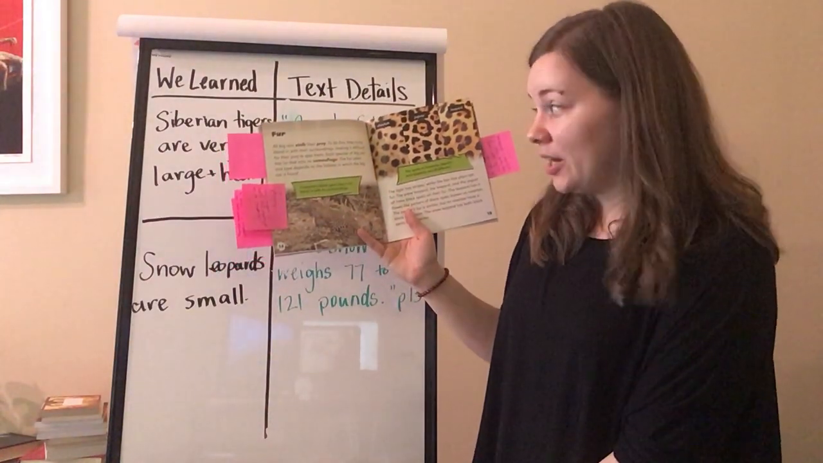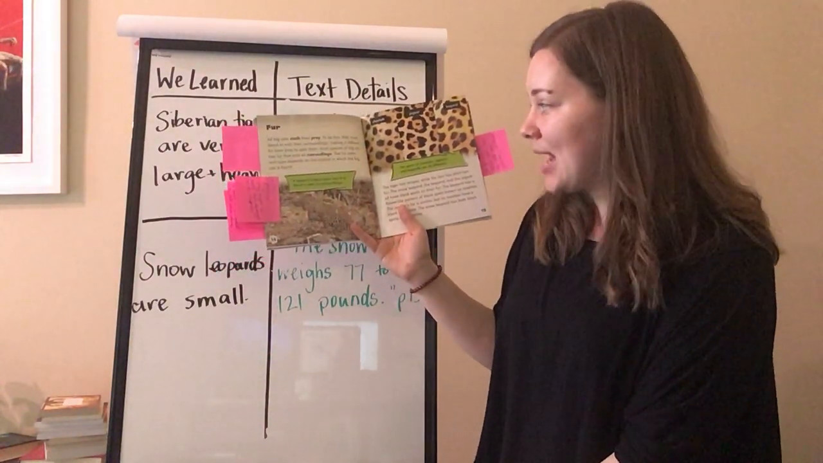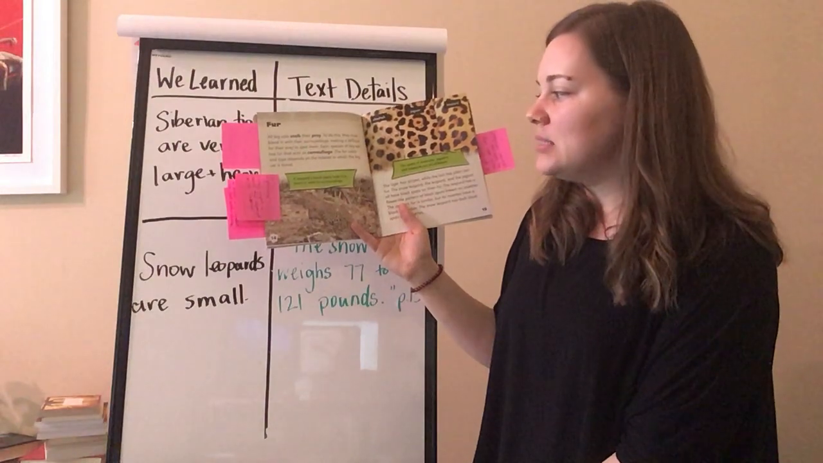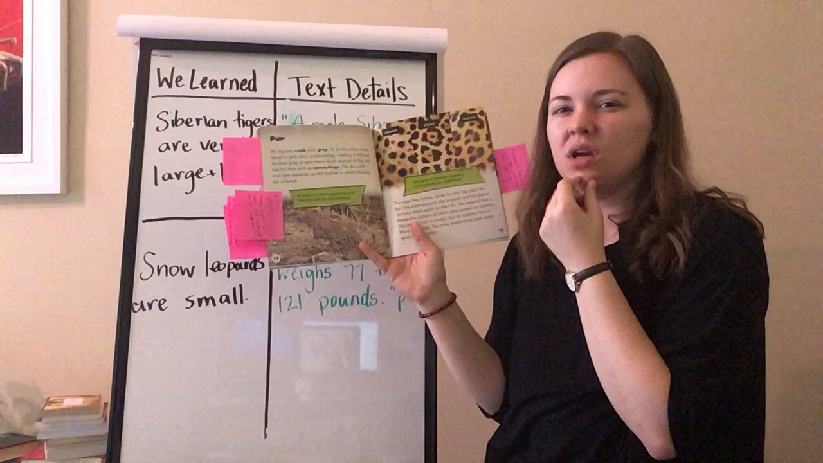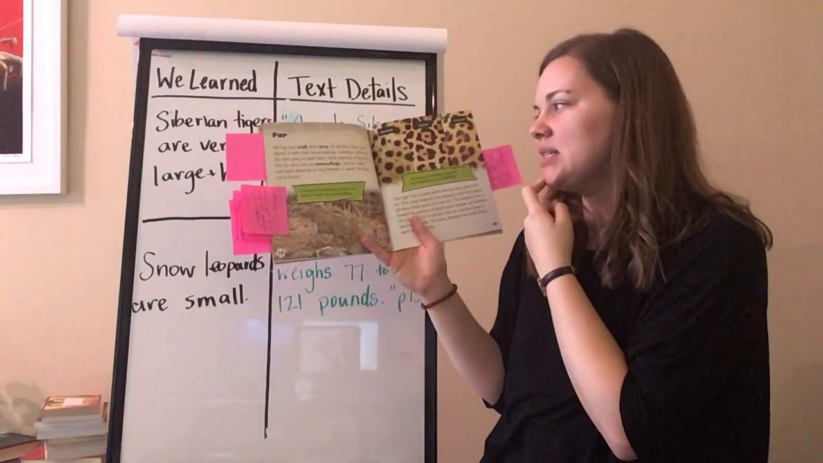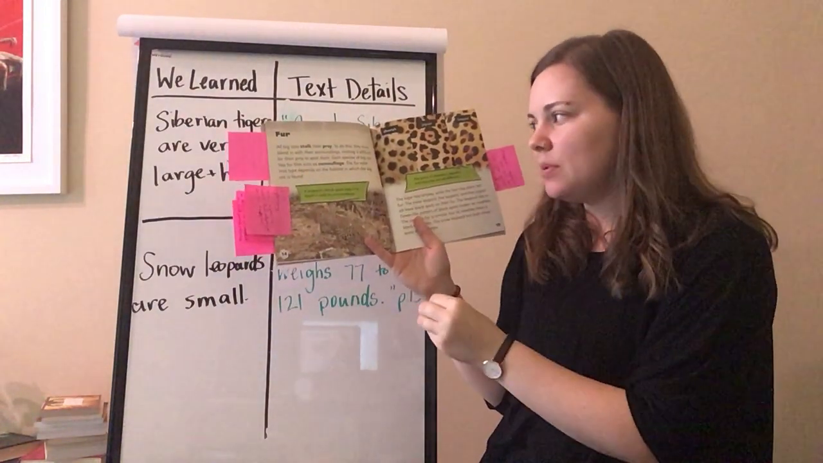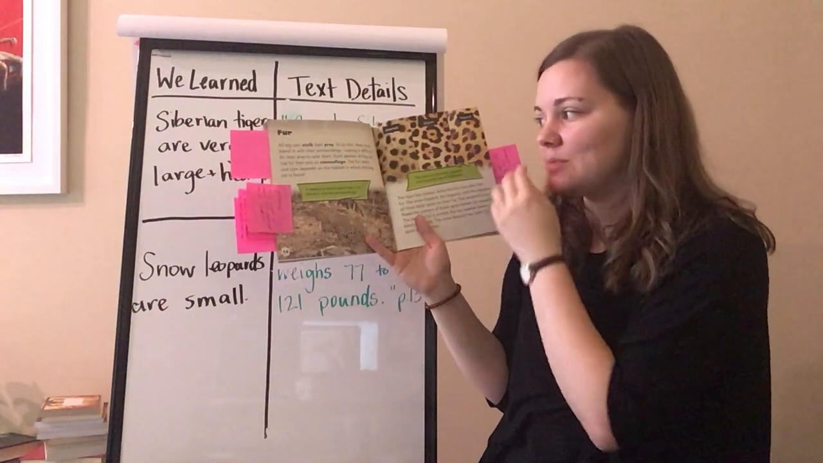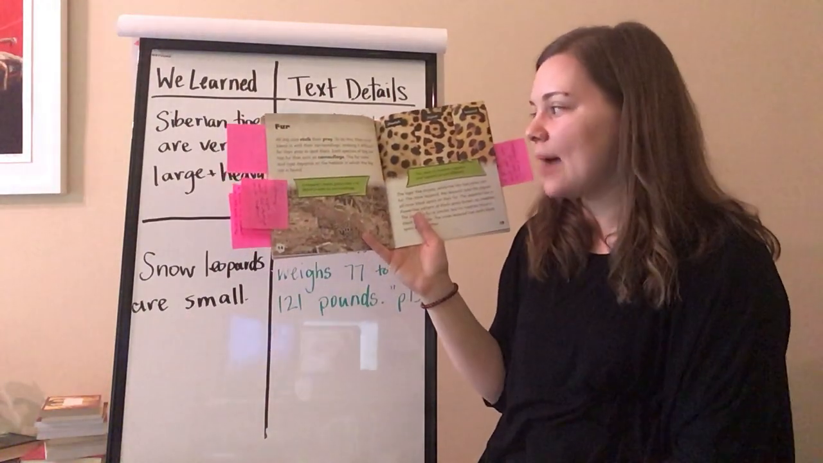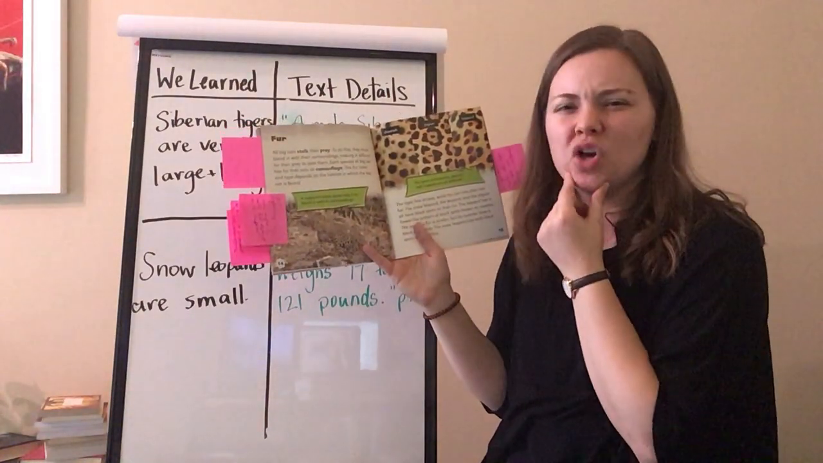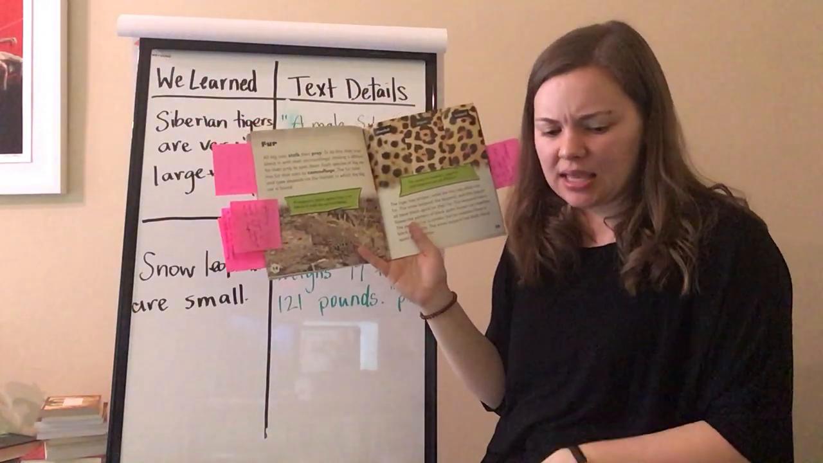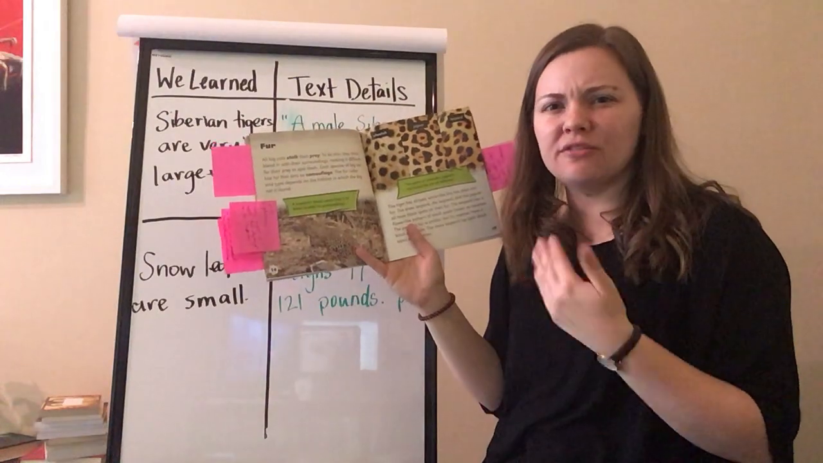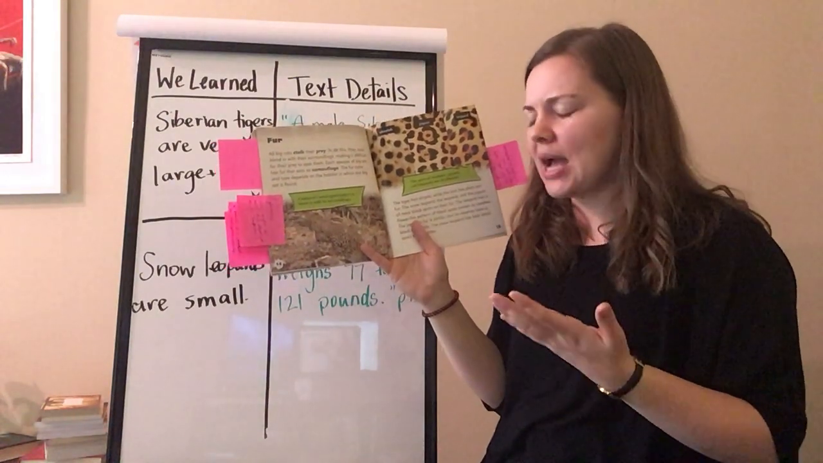So the fur color and type depends on the habitat in which the big cat is found. I want to think about that. What could we learn from this text? It says that the fur color and type depends on the habitat in which the big cat is found. Why does it matter where the habitat of the big cat is? Why does that impact their fur color or type?